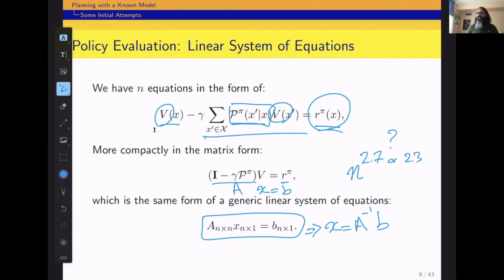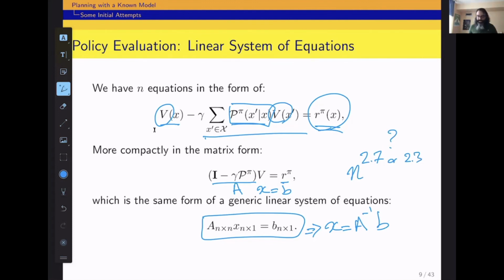So there is a question: how do we know the reward? This is the assumption at the beginning, that we know P and R. So that's how we know reward. There is another question: is there any assumption we can make so that A is not singular?